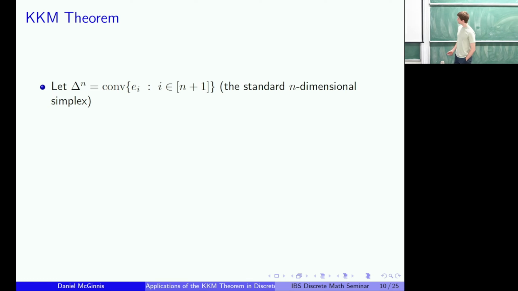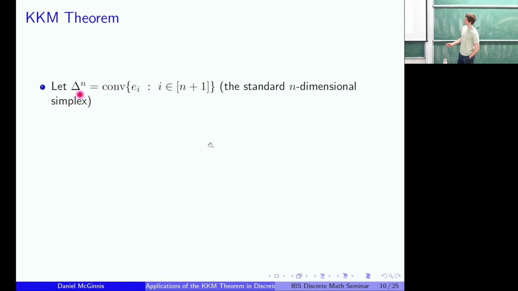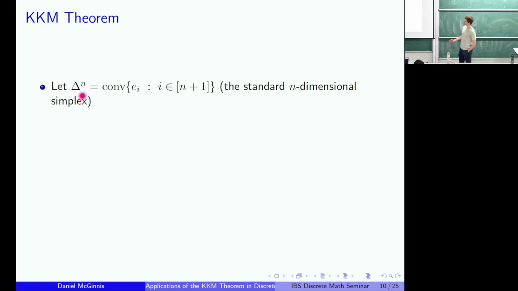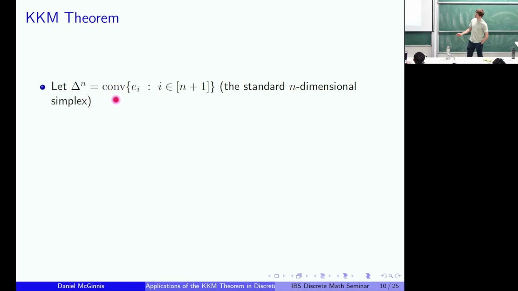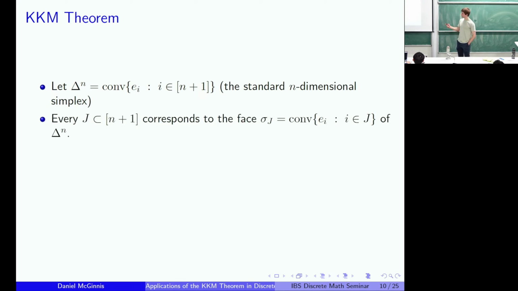Okay. So first, by delta n, I will mean the standard n-dimensional simplex. This is just the convex hull of vectors e_i, where e_i is the standard basis vector, so it has a 1 in position i and 0 elsewhere. So delta n is the standard n-dimensional simplex.